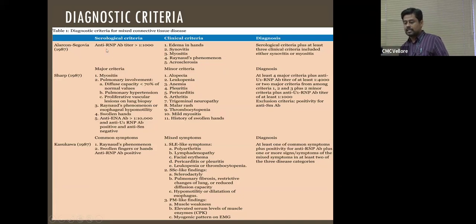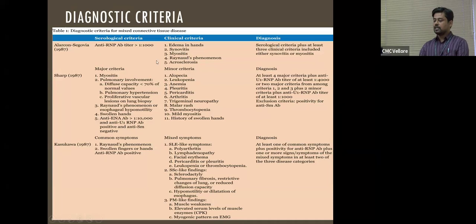So what it tells is you have a very high RNP titer, more than 1:1000, and then you have clinical features which have to have 3 features. At least one of them should be myositis or synovitis. So out of these 5 features of edema of hand, synovitis, myositis, Raynaud's, and atherosclerosis, you need to have at least 3, out of which one has to be muscle involvement or joint arthritis, not just arthralgia.